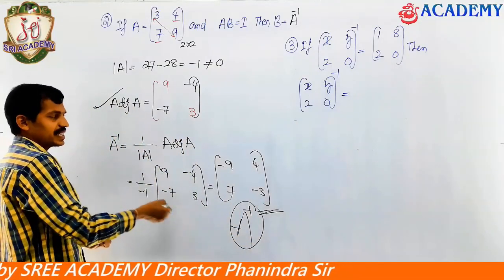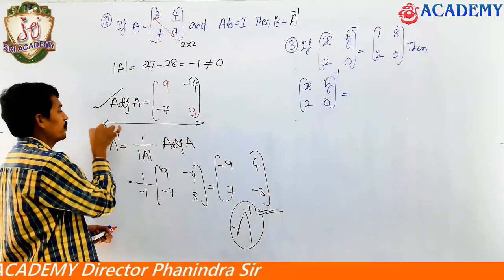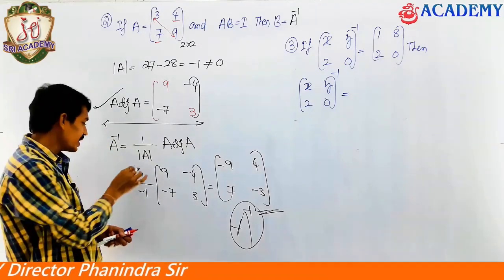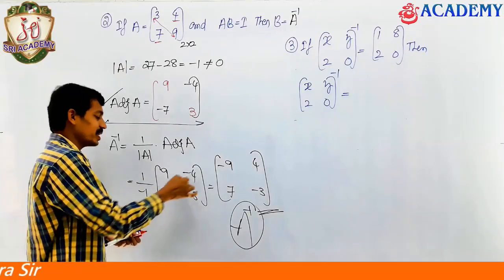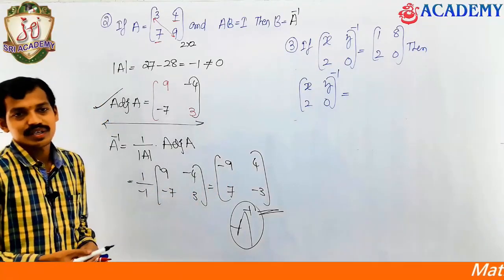You will get this is also an option, but the determinant is minus 1. That's why 1 by 1 is minus, that is nothing but minus 1. If you multiply each and every element with minus, you are going to get the inverse.